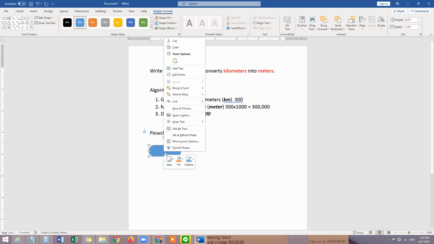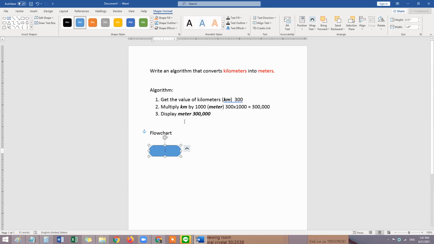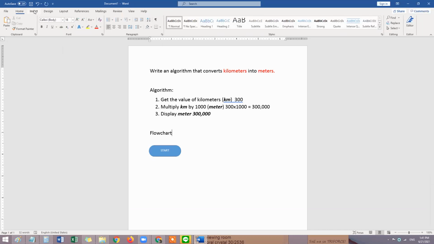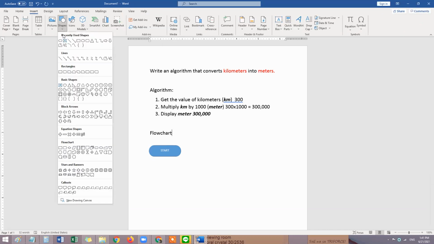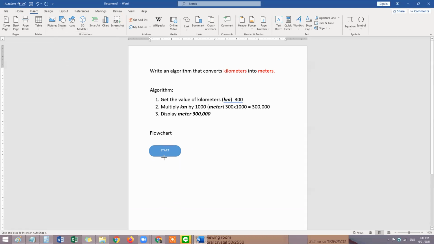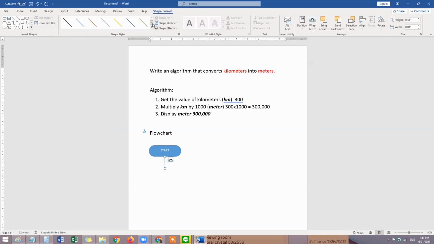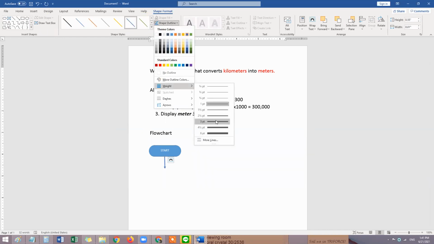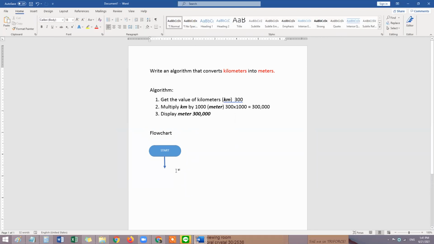And what is inside this one? We have a start. Okay, very good. Next, again, insert shapes and look for the one that connects the shapes, which is a line with an arrow. So we do this and put it down. Now I can make it blue and a lot thicker. There, it's better.